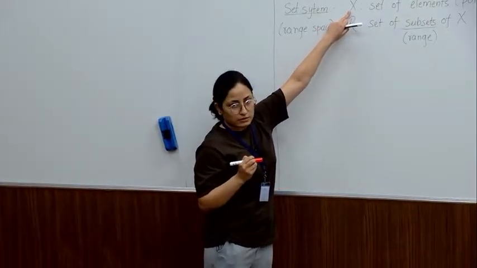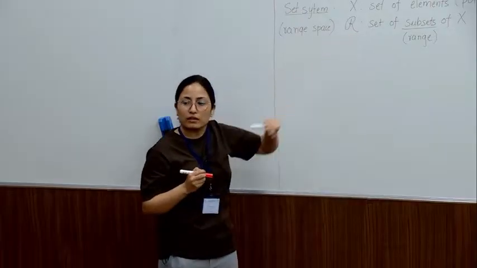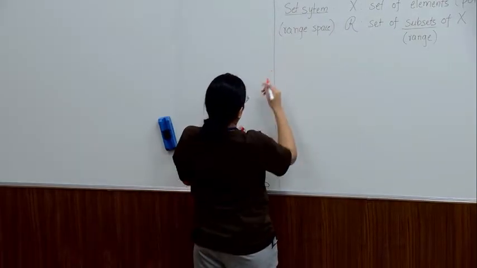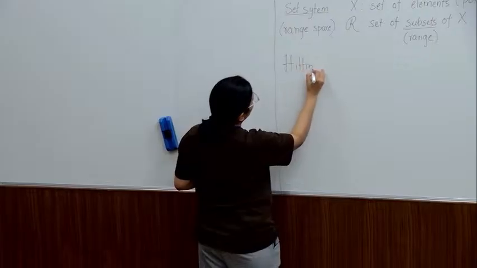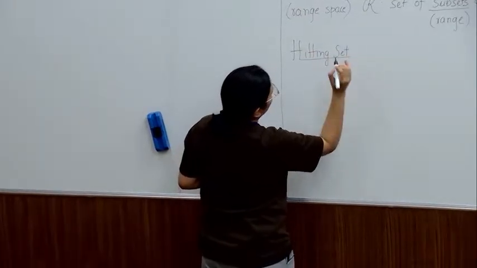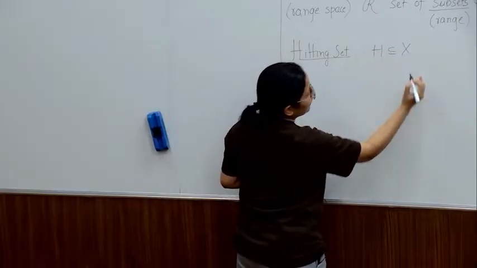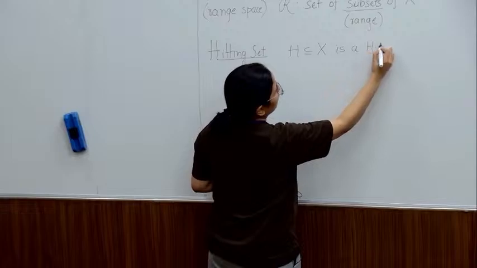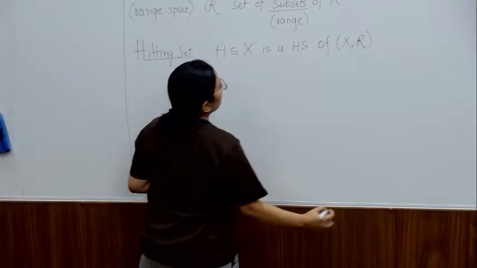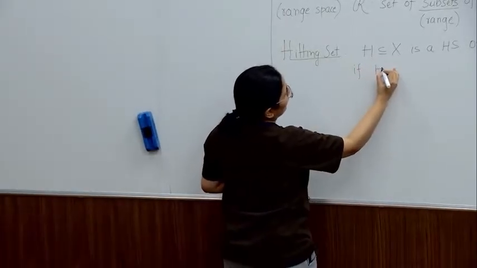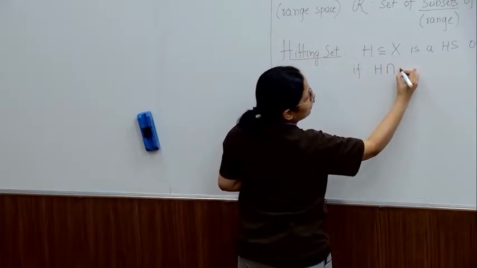Now the hitting set problem is that I want to find a finite subset of this set X which intersects every range in R. H, a subset of X, is a hitting set, in short HS, of the range space (X, R) if H intersects every range in the range space.